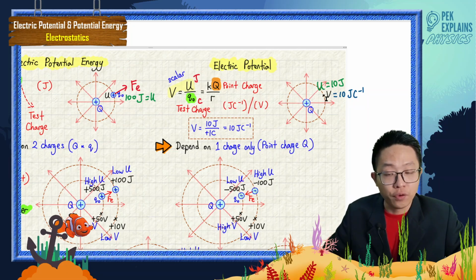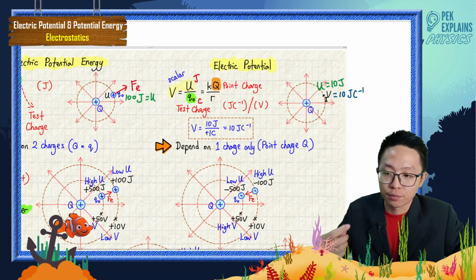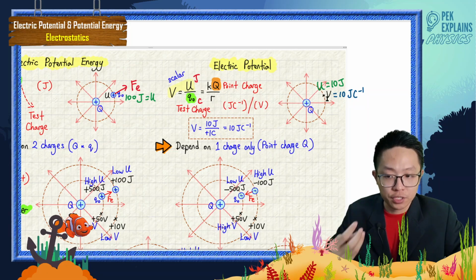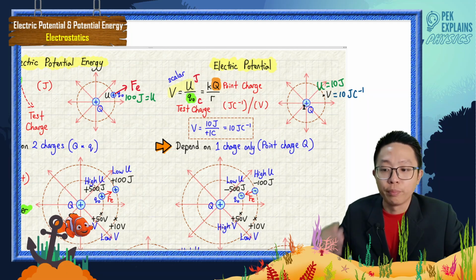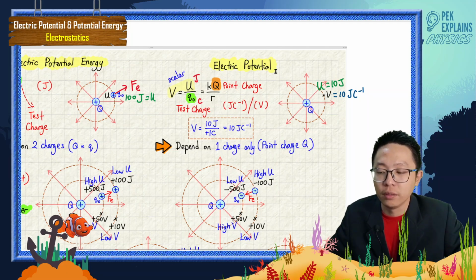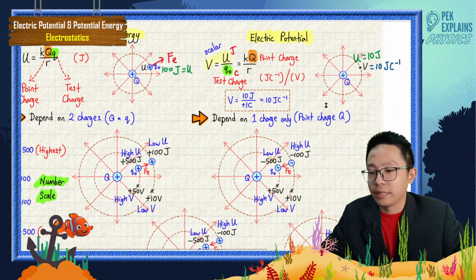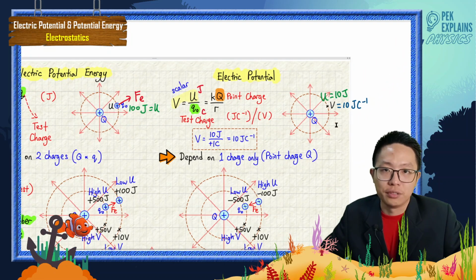Who gives the potential for this point? It is the point charge who provides potential for this point. Why does it provide potential for this point? Because it is this point charge who provides the electric field around the point charge. When there is an electric field, there is potential. There is potential around the point charge. If there is no electric field, there is no potential.